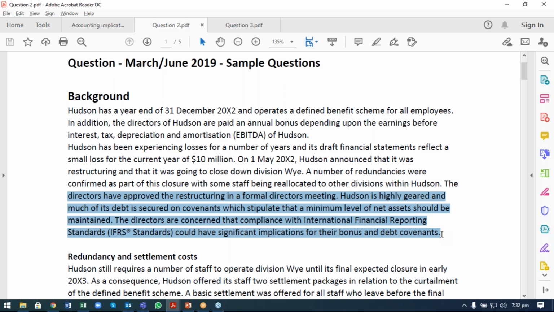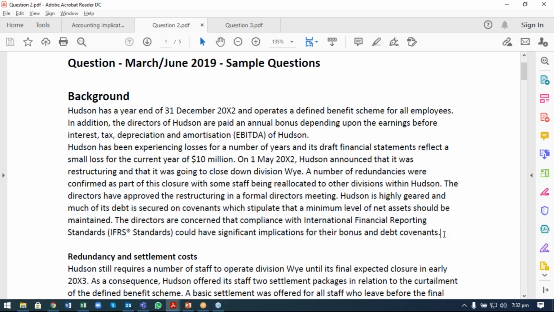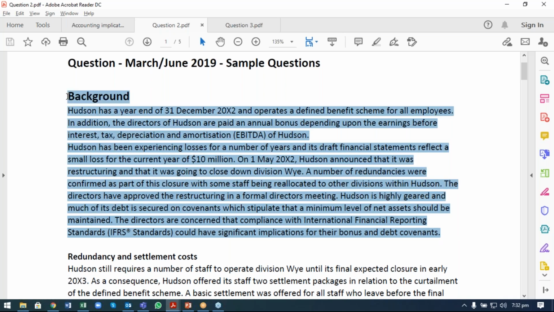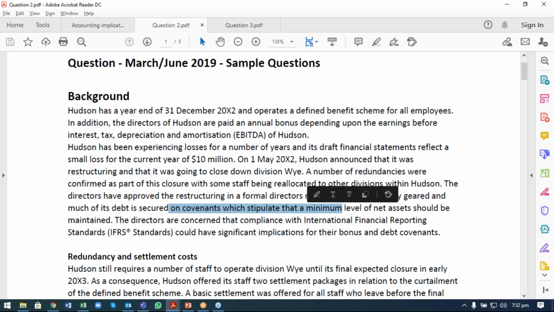So you can see, even in this opening paragraph, the examiner has given you a clear-cut indicator of the ethical implications. The directors are concerned that if they apply International Financial Reporting Standards, there could be significant implications on their bonuses, a self-interest. Secondly, debt covenants, because if there is a breach of the covenants, then it is possible that the company might go into liquidation. The debt holder might ask Hudson to pay off all the debts immediately in case of a breach of the conditions mentioned against the acquisition of debts.